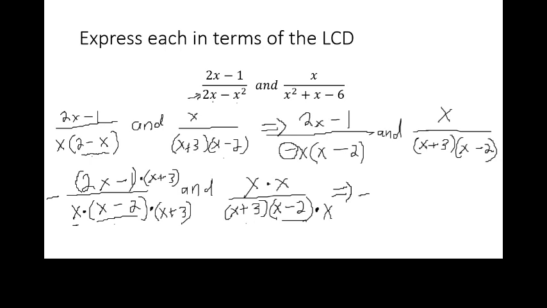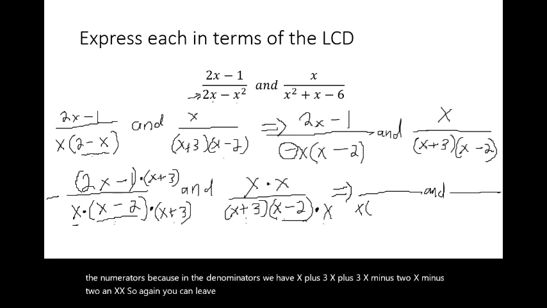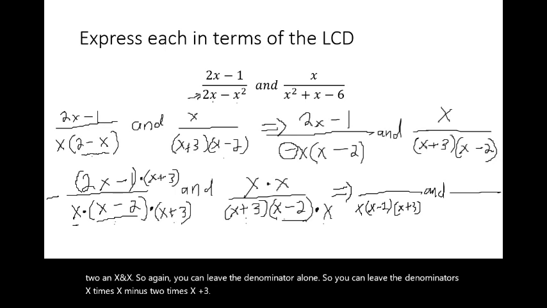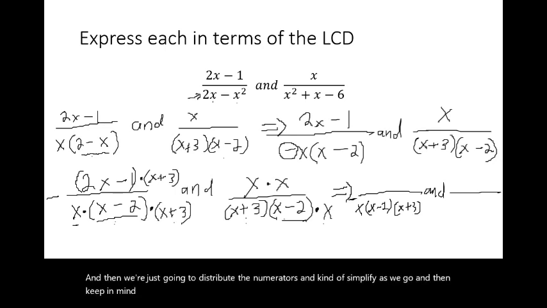All right, anyway, so what we are going to do at this point is we are going to do any distributing in the numerators, because in the denominators we have x plus 3, x plus 3, x minus 2, and x and x. So again, you can leave the denominator alone, so you can leave the denominator as x times x minus 2 times x plus 3. And then we're just going to distribute the numerators and kind of simplify as we go. And then keep in mind there is a negative in front of here.